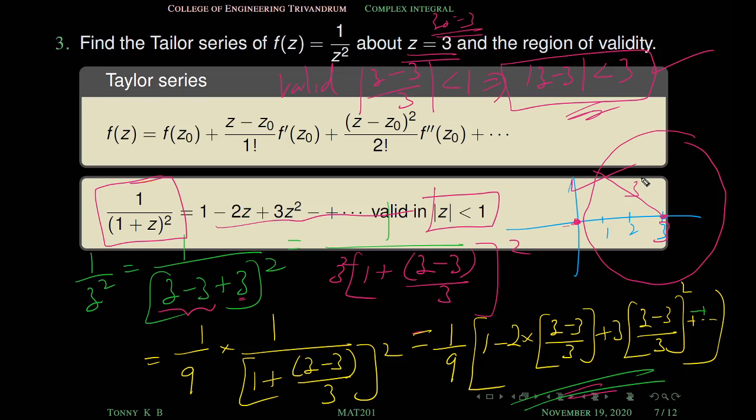So we can find the region of validity either by the direct method. This is the direct method. Or if you are using the standard Maclaurin series, then you can find the region of validity using our standard known valid regions.